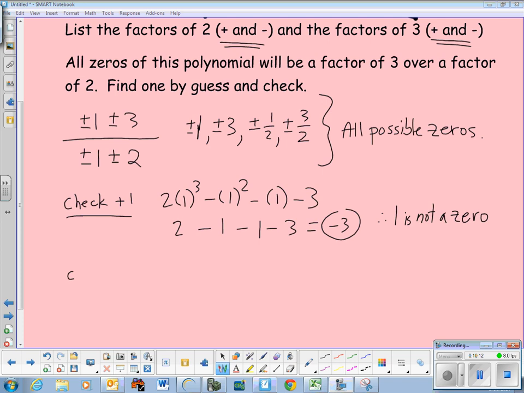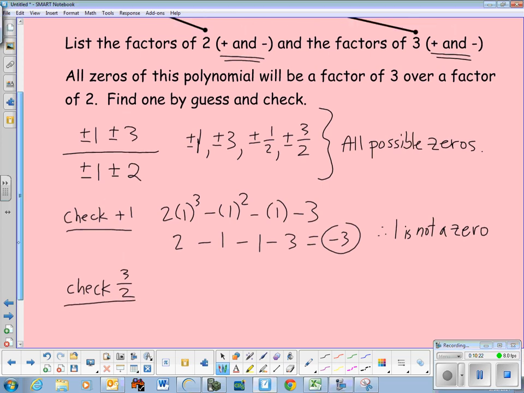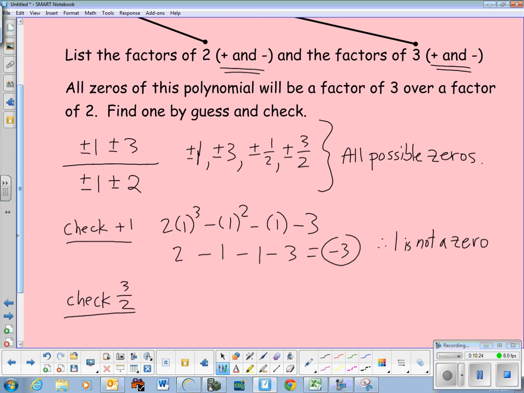Okay, so I didn't want this video to be half an hour long, so I went ahead and figured out what my 0 was. I'm going to check 3 over 2. I'm going to plug 3 over 2 into my polynomial, and I get 2 times 3 over 2 cubed, minus 3 halves squared, minus 3 halves, minus 3.